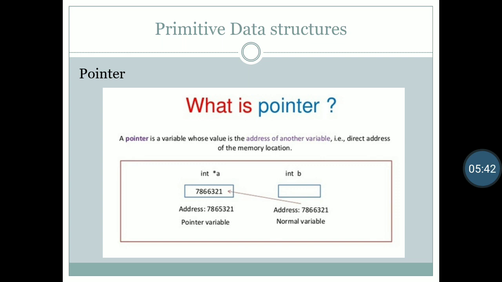So the value of integer a is 7866321 and the address of variable a is 7865321. So here we can see, for storing the address of our integer b, we are creating another variable, integer a. That integer a will be a data structure for our integer b, meaning we are giving specific bits to store our variable's value. So in this way, pointer will be known as a primitive data structure again.